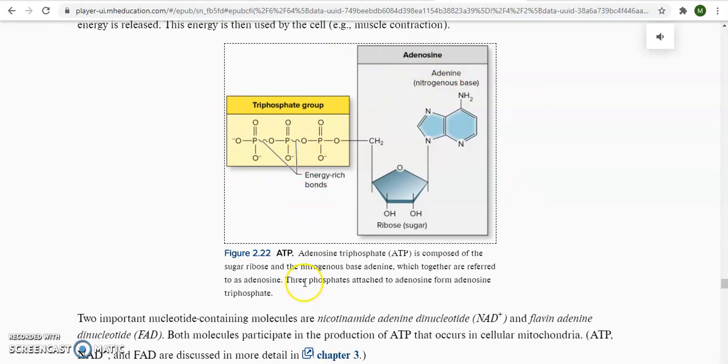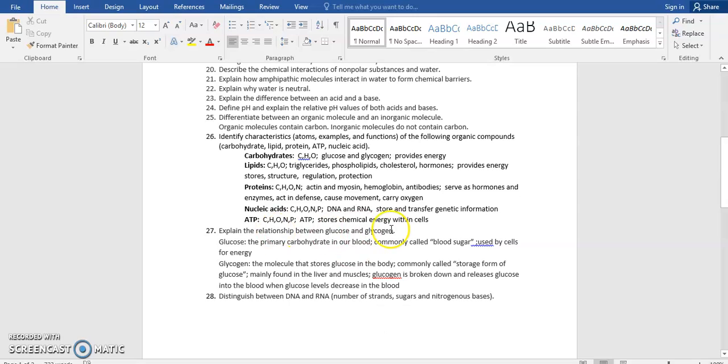So we'll talk more about ATP when we talk about what's going on in the mitochondria in the chapter on cells too. So we'll get a little bit more detail about how energy production happens in the cell. So, all right, I think we're good with this chapter.